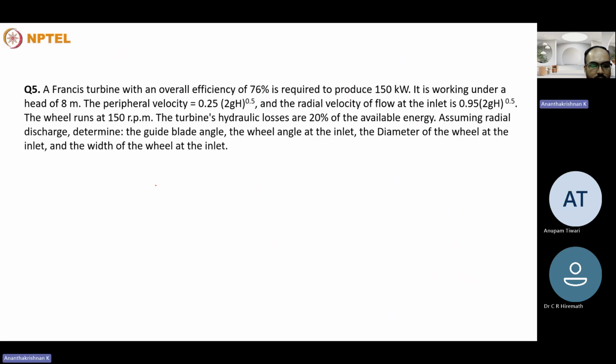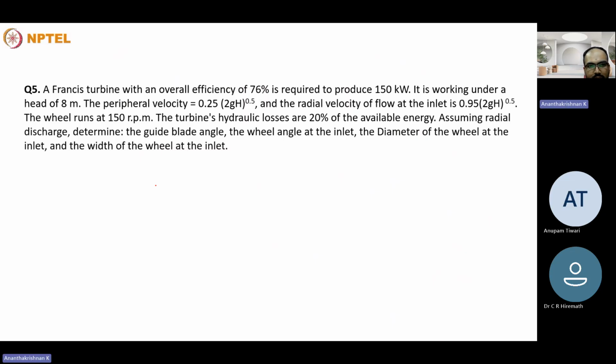So this numerical is based on Francis turbine. Francis turbine is a reaction turbine actually. It has an overall efficiency of 76% and is required to produce 150 kilowatt. It's working under a head of 8 meters.